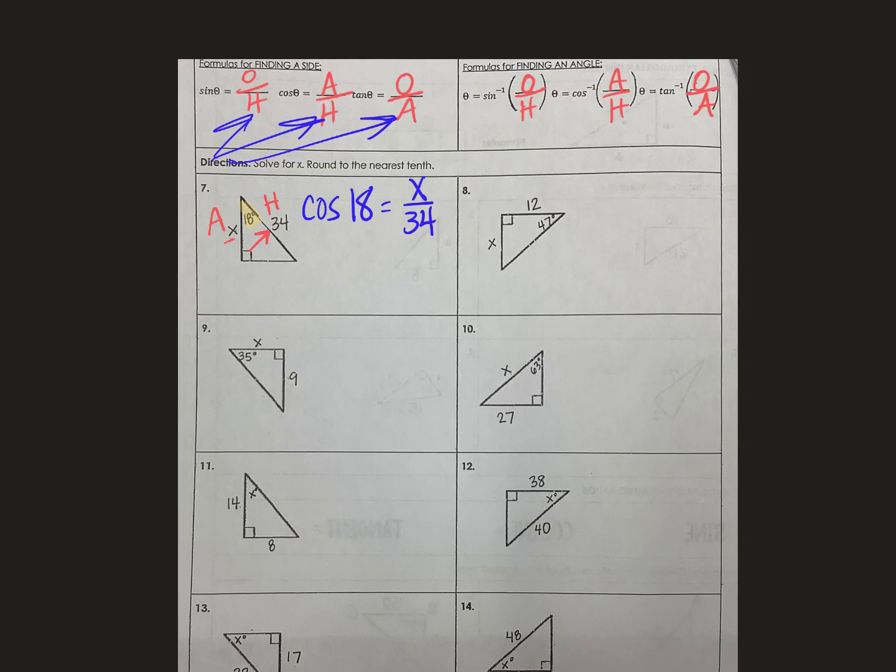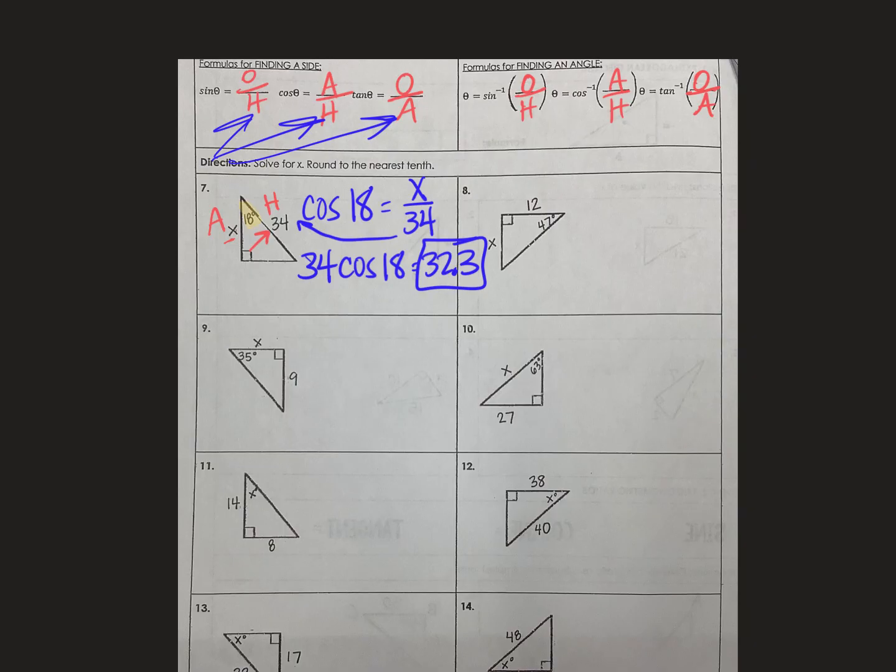Okay, when we get that set up, and your x is on top, all you're going to do is move that bottom number to the front, and in your calculator, you're going to enter 34 cosine 18. 34 cosine 18, and your answer will be 32.3. That's all you do. The x is on top. Now, if the x is on bottom, it's going to look a little bit different when you set it up.